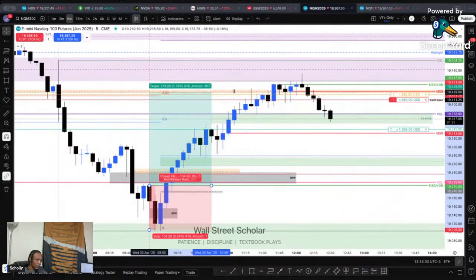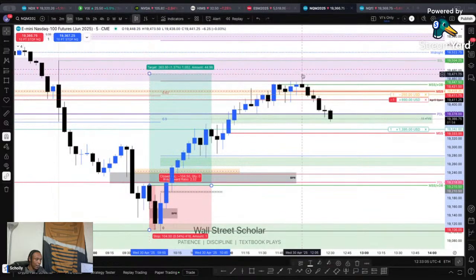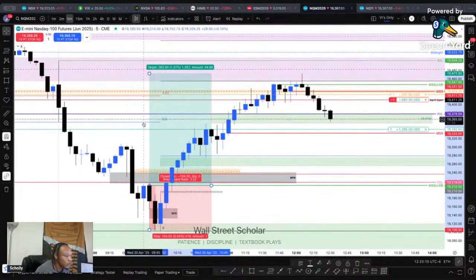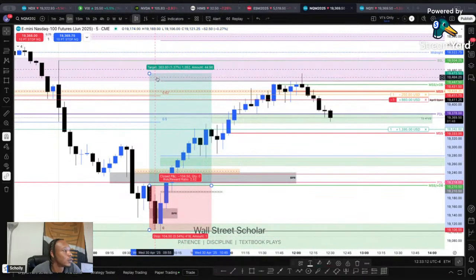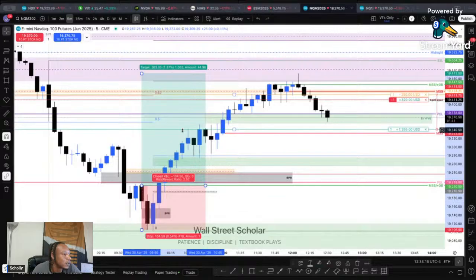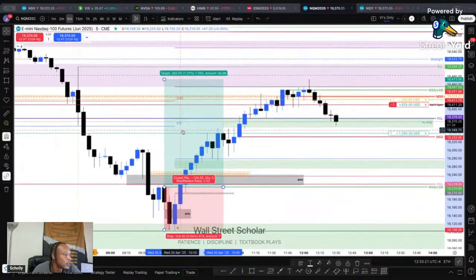How much of a stop loss is that though? 100 point stop. You say how many? 104 point stop with a 263. Yeah, that's what it gave. R to R, 2.5. All right.